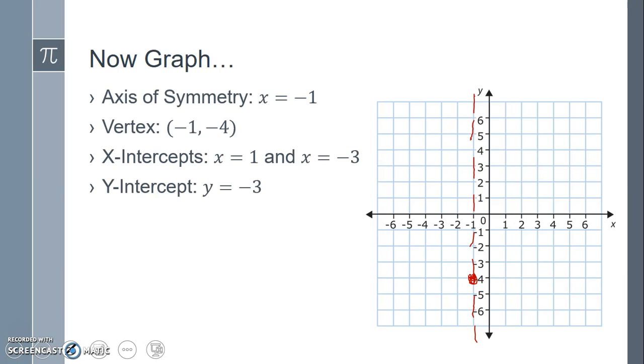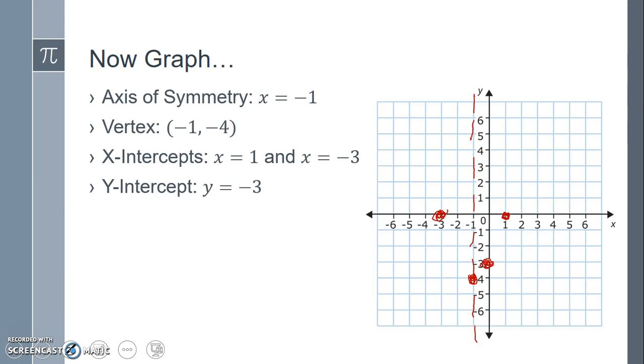Okay. X-intercepts are x equals 1 and x equals -3. So on the x-axis, we get x equals 1 and x equals -3. Okay. And the y-intercept, y equals -3. So on the y-axis, we get -3.